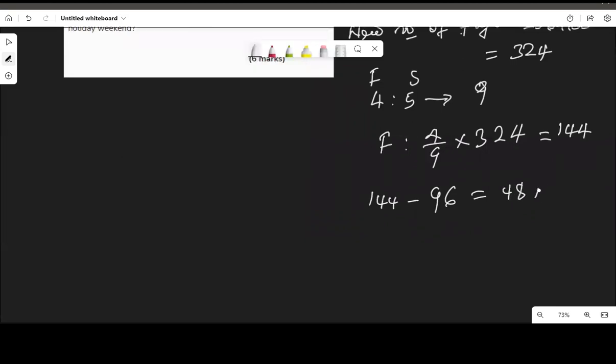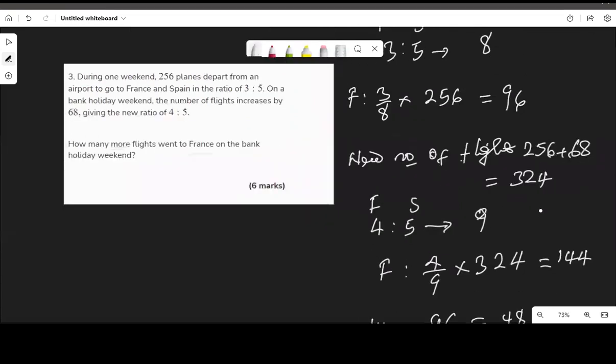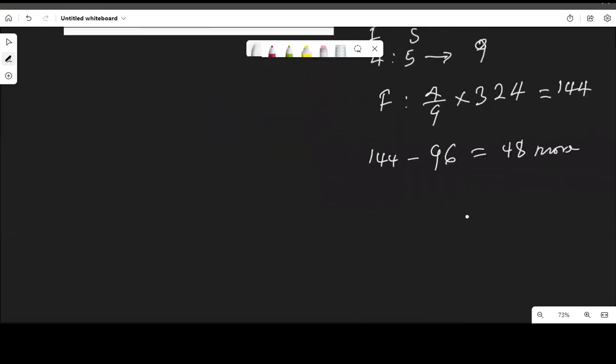So 48 more planes. Is it plane or flight they call it? Yes, I'm right, plane. 48 more planes went to France for that weekend.